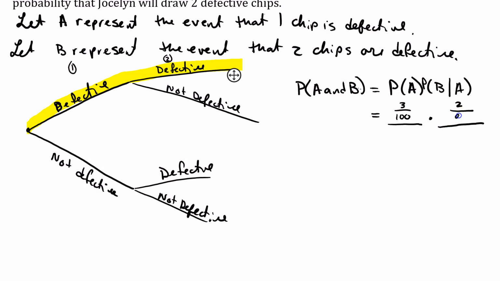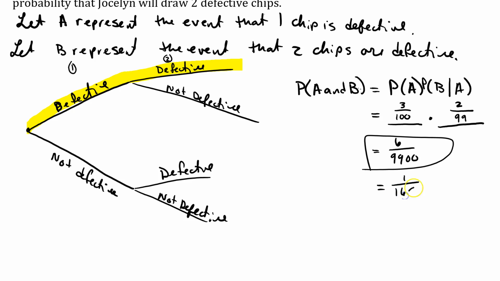and 99 chips remaining in that bag. Okay. So when we do this, we're going to say that this is 6 out of 9900. And if we want to get it down in lowest terms, we can do that. This is a fully fine answer. Okay. But if we want to go down into lowest terms, it's 1 over 1650. So there is a 1 out of 1,650 chance that both of the chips that you pull will be defective.